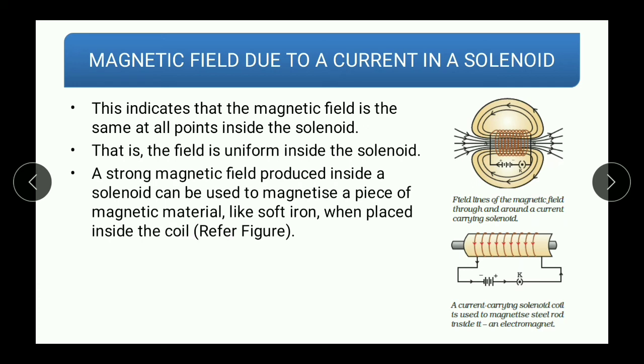That was regarding magnetic field inside the solenoid. So what do we call such type of magnets? Such type of magnet which is produced temporarily because of electric current is called electromagnet.